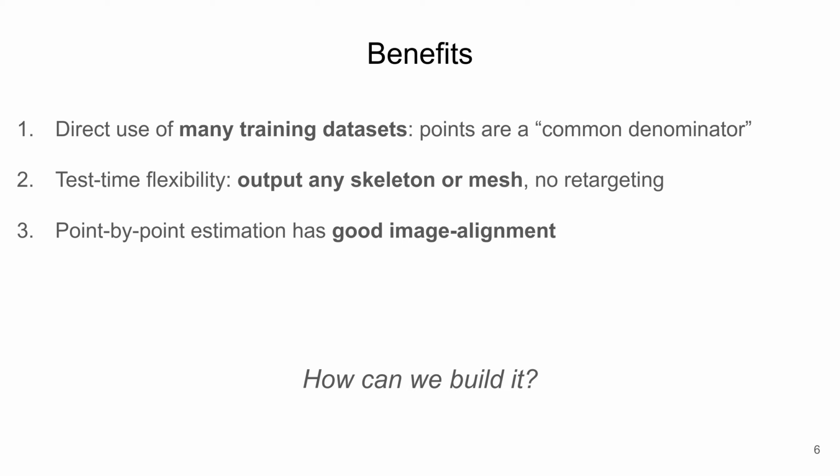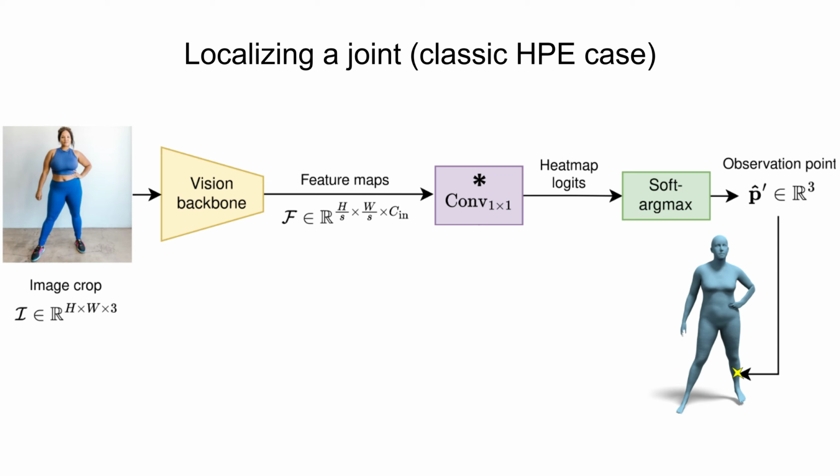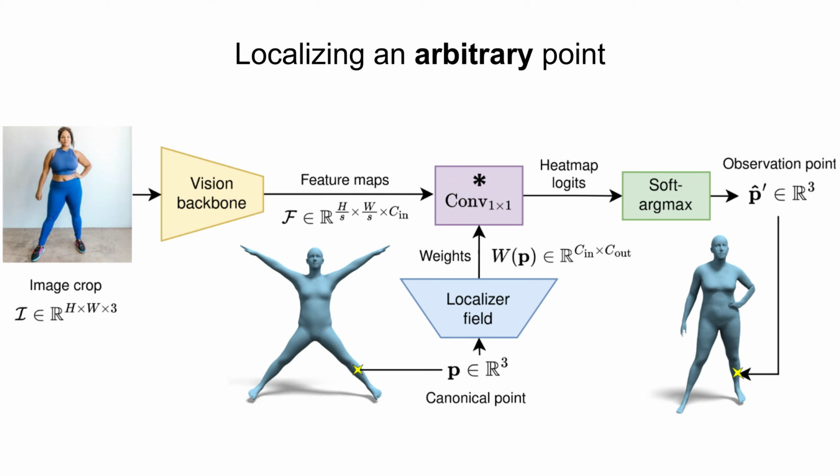But how can we build a model for localizing arbitrarily chosen points? We start from the established 3D pose estimation paradigm of building volumetric heatmaps and decoding them with soft-argmax. In the common case, a 1x1 convolutional output layer will have separate weights for each joint that the network is trained for. If we want more joints, we would have to extend this layer with more parameters and outputs, which is not scalable. Instead, to predict arbitrary points, we introduce what we call a localizer field.